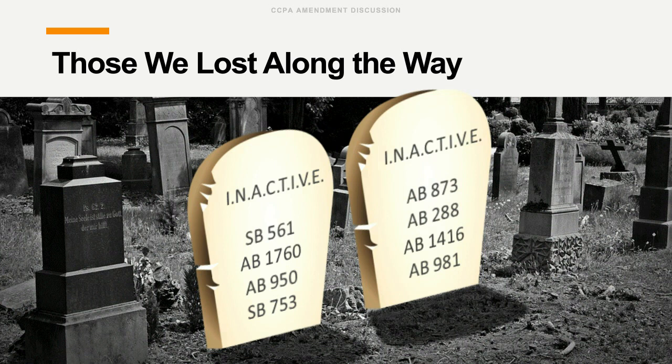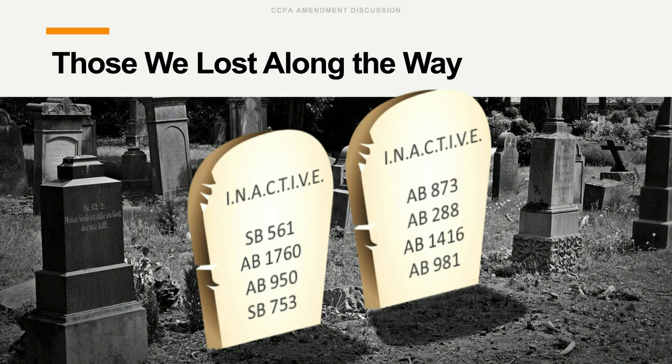defeated quite early on. Other bills that didn't make it: SB 753, which would have removed the do not sell link requirement, the requirement to provide that DNS button, that DNS link to allow people to opt out of the sale of personal information. AB 873 would have explained that de-identified information must not be reasonably linkable to an individual. That was adding the word reasonably in that formulation.